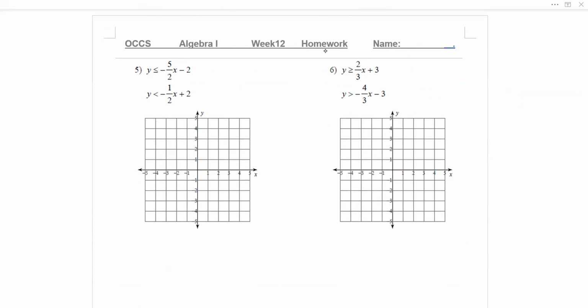Okay, let's see number 5 here. First, we need graphing y equals -5/2 x minus 2. So here they cross (0, -2), right? When x equals +2, let's say +2, y is -7.